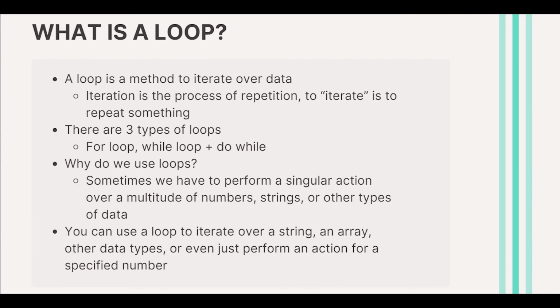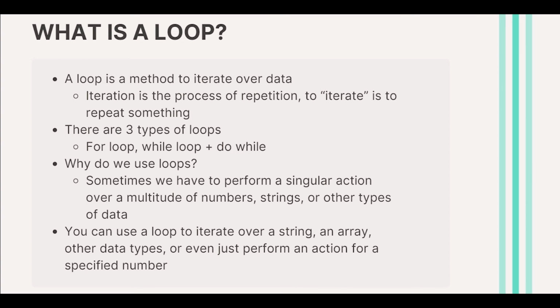What is a loop? A loop is a method to iterate over data. Iteration is the process of repetition. To iterate is to repeat something. We have 3 types of loops that we're going to learn about: the while loop, do while loop, and for loops. Each of these performs different types of repetition, and I'll talk about what that means later on.